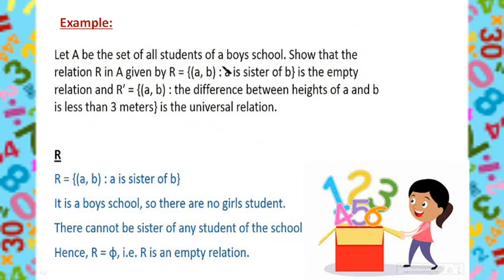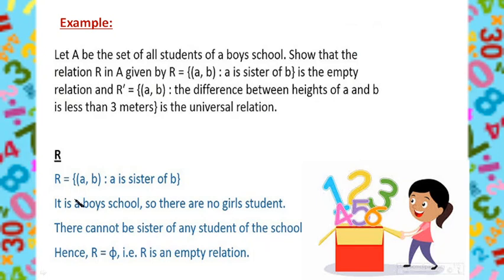Let A be the set of all students of a boys' school. Show that the relation R in A given by R equal to (a, b) such that a is the sister of b is the empty relation, and another relation (a, b) such that the difference between the heights of a and b is less than 3 meters is the universal relation.